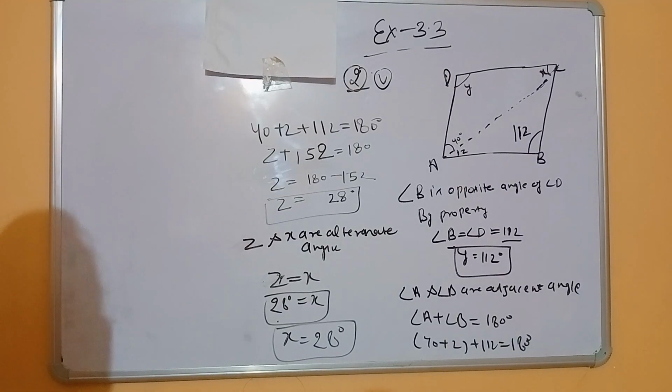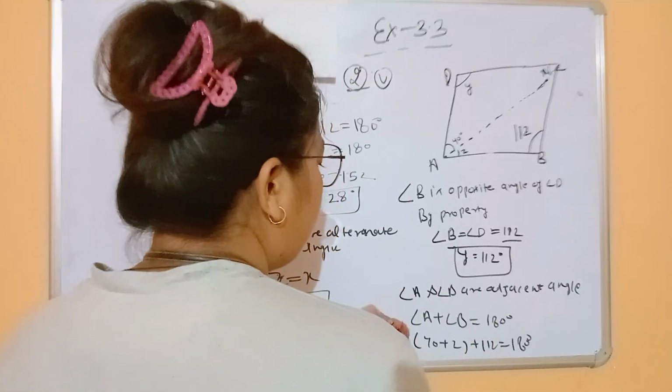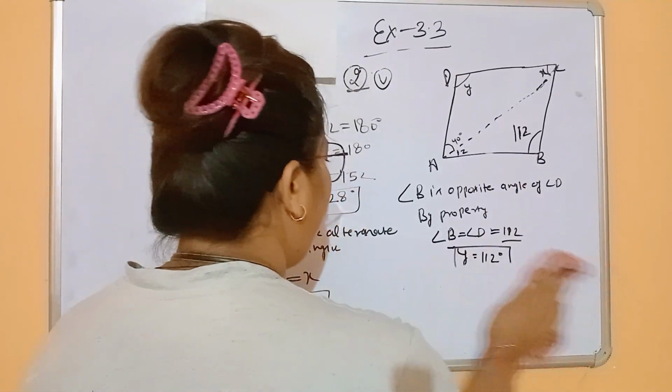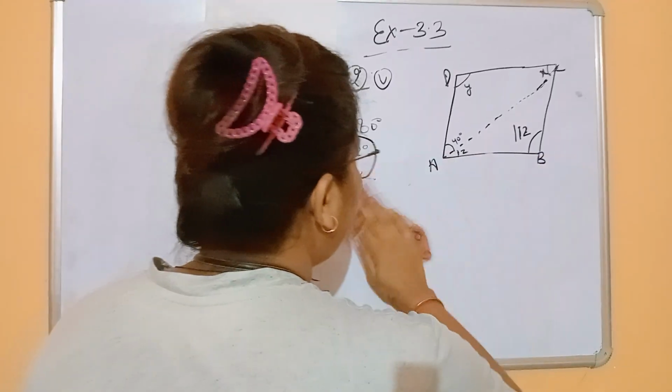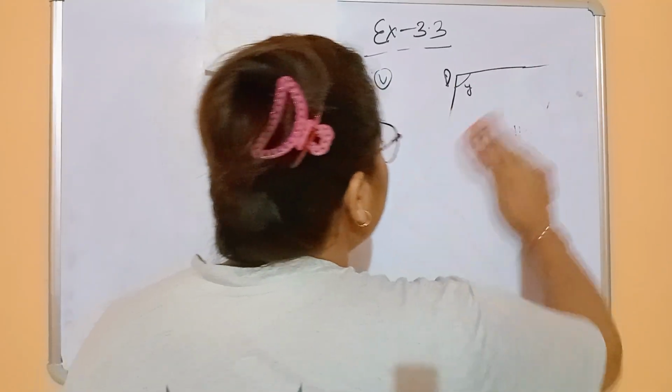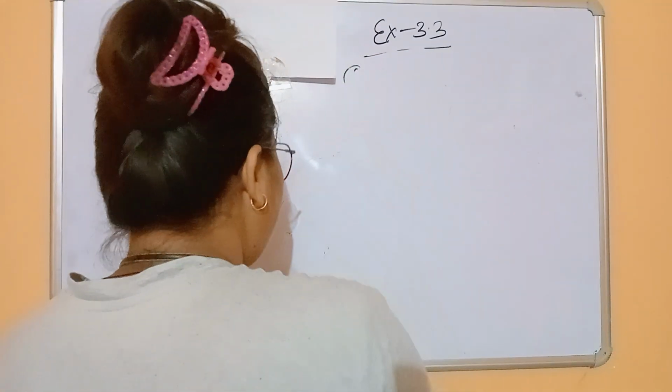For solving questions, first remember all the properties one by one. If you know all the properties, then you apply them in your question and easily find the answer. Otherwise you won't understand how to solve this question. So now we understand the third question.